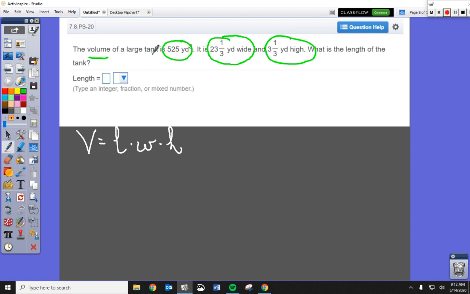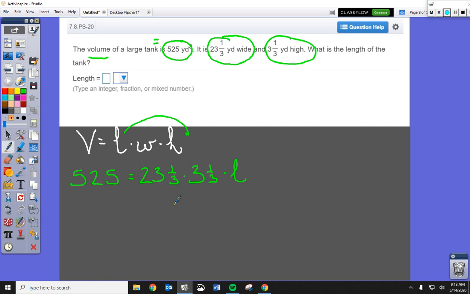First thing it says volume equals. That replaces which variable? It replaces the V. I don't need the cubic yards, so we have here 525 is equal to. It says the length. We don't know the length. You know what? I'm going to put that L at the end because I know the width and the height. The width is 23 1/3. I'm going to leave that like that. Times 3 1/3 times the length.